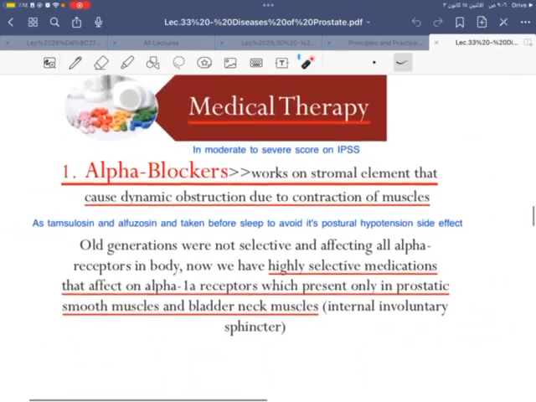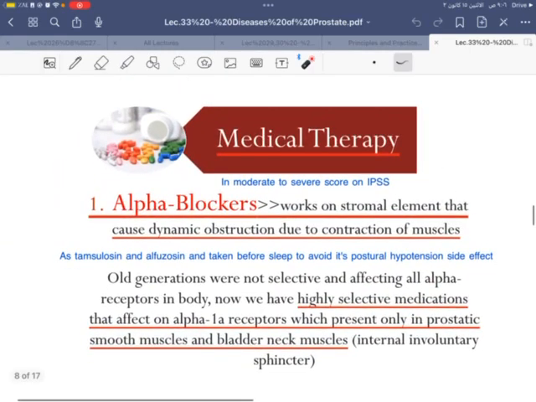Again, there are two medications usually prescribed for patients with BPH: alpha blocker and 5-alpha reductase inhibitor. The alpha blocker works on the stromal element that causes dynamic obstruction, as we discussed a little earlier: relaxation of the smooth muscle of the prostate capsule and bladder neck. Of course, the old generation were non-selective alpha blockers with many side effects. Currently there are selective or highly selective alpha 1A blockers, mainly present in prostate smooth muscle and bladder neck.